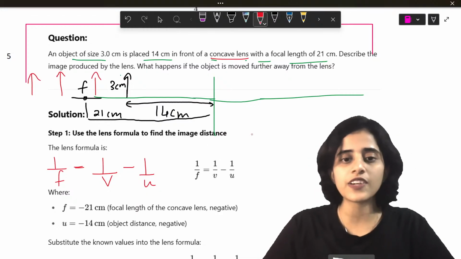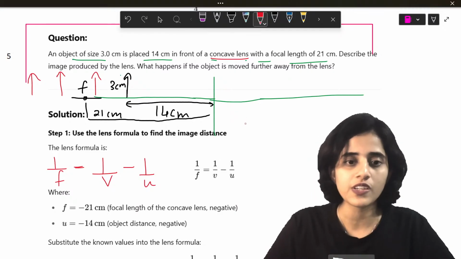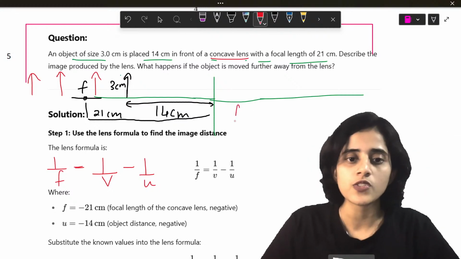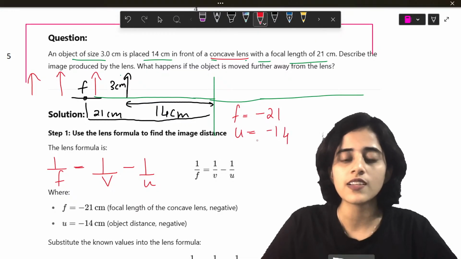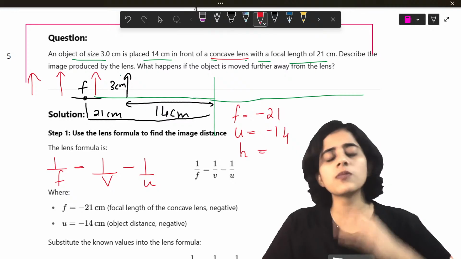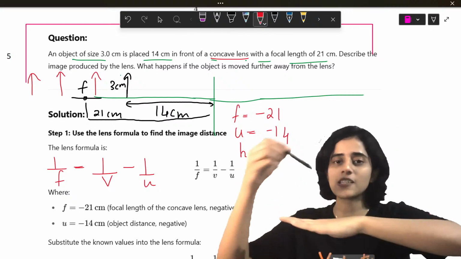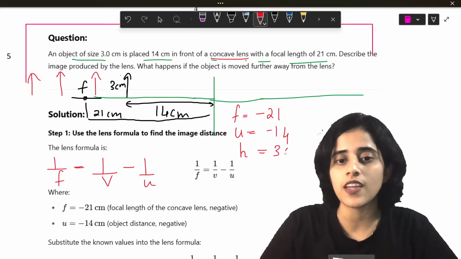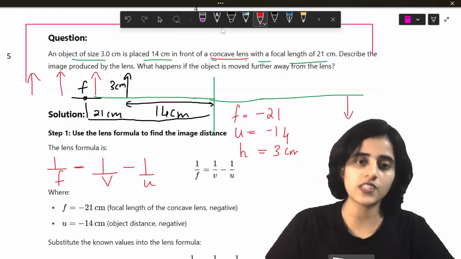Now let's write down all that we have. You have to tell me if it's going to be positive or negative. So obviously it's all towards the left side of the lens. So f is going to be minus 21. u is going to be minus 14. Height is going to be positive or negative? If something is measured from the top to the top, it's positive. If it was towards the bottom like this, then it would have been negative.